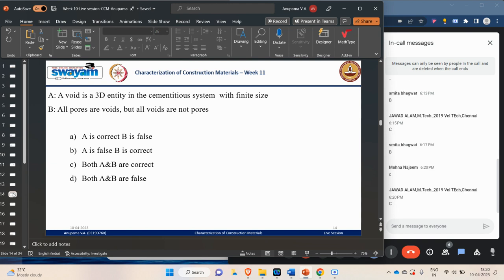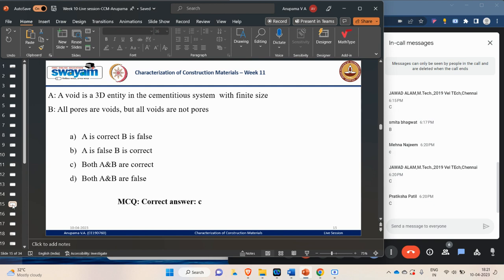Okay. I received one response with two responses. Okay. Let's move to the correct answer. Correct answer is option C. So let's see statement A. Obviously, a void is a 3D entity. A void means an absence of any material. So it is a three-dimensional entity. It has a finite size. So statement A is definitely true.